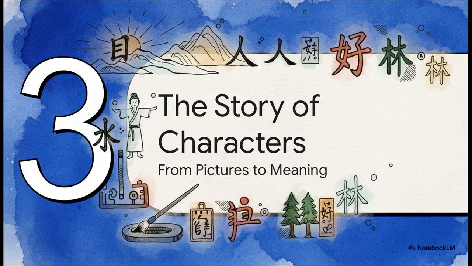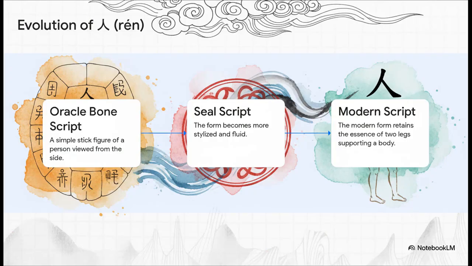Now, let's look at the actual building blocks, the characters. It's so important to get this. These are not just random squiggles on a page. Each one has a history, a story, an idea baked right into it. Let's take the character for person, 人, as our first example. You can literally see its journey through time here.